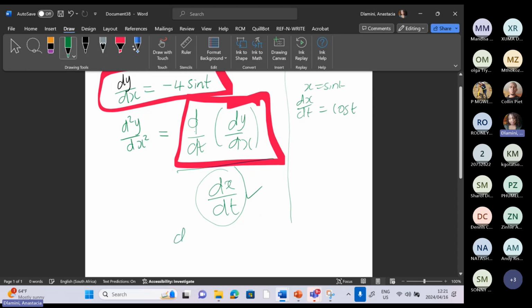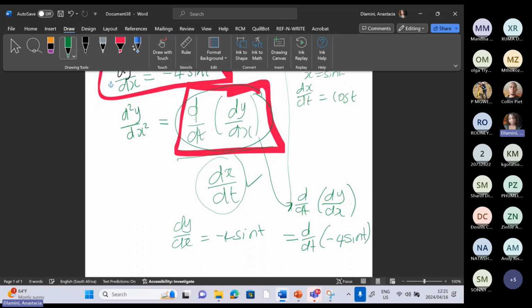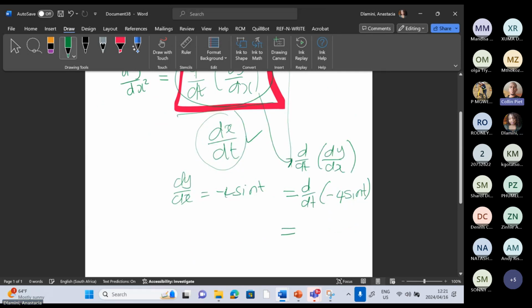So then we have dy over dx. We know that is equal to minus 4 sine of t. Therefore, we differentiate this part. So we're looking for this part. This part will be d/dt of dy/dx. So in this case, that is d/dt of minus 4 sine t. Help me, what is the derivative there? The answer? Minus 4 cos t.